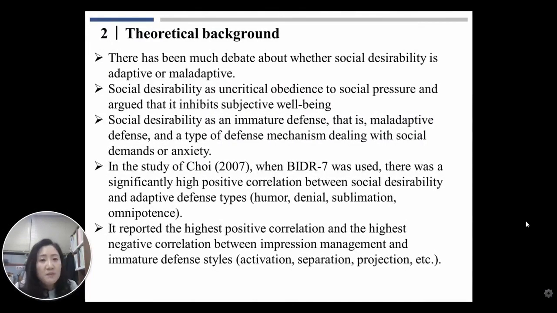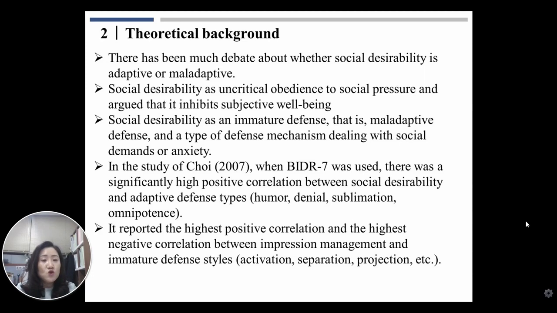There has been much debate about whether social desirability is adaptive or maladaptive. Some see social desirability as uncritical obedience to social pressure and argue that it inhibits subjective well-being. Social desirability as an immature defense, that is, the maladaptive defense type, a defense mechanism dealing with social demand or anxiety.